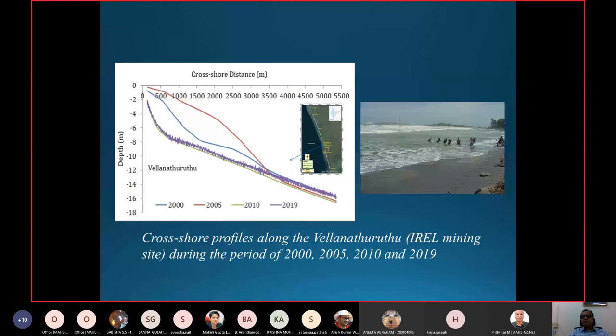This is how people were pulling the slug profile. This is a scale, and a person stands on the beach and takes the level measurement of the scale, and that's how we measure in the breaking area. But beyond the breaking area, we use the echo sounder to measure the depth and link the profile.